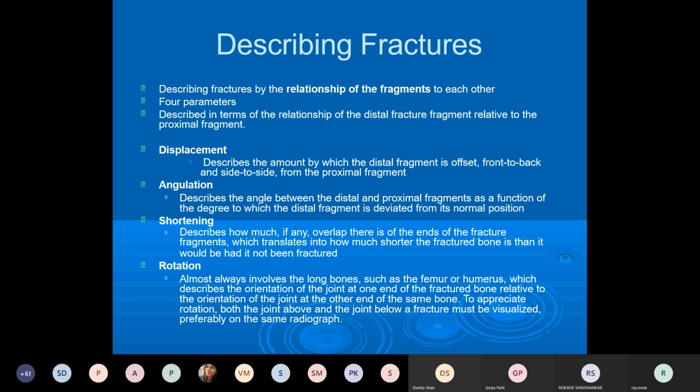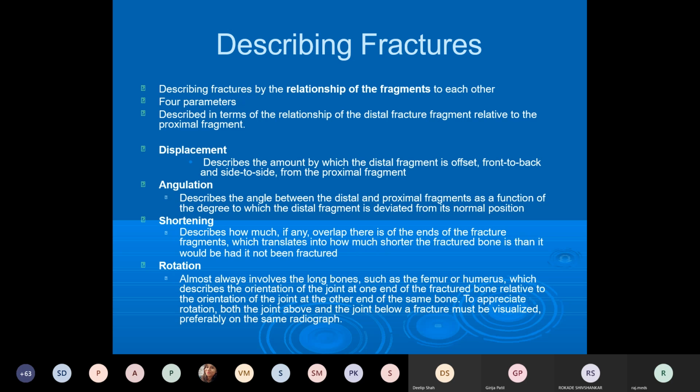Okay, the next point is the relationship of the fragments to each other, with four parameters, describing the distal fracture fragment in relation to the proximal fragment. The first is displacement. Describe the amount by which the distal fragment is offset front to back or side to side from the proximal fragment. So we have to check the fractured bone in relationship with the adjacent bone. If the distal bone is fractured, we look for displacement, whether it is displaced side to side or front to back relative to the proximal fragment.